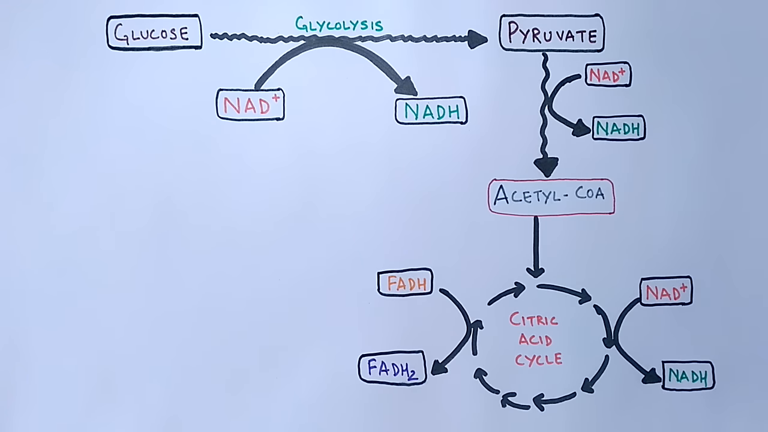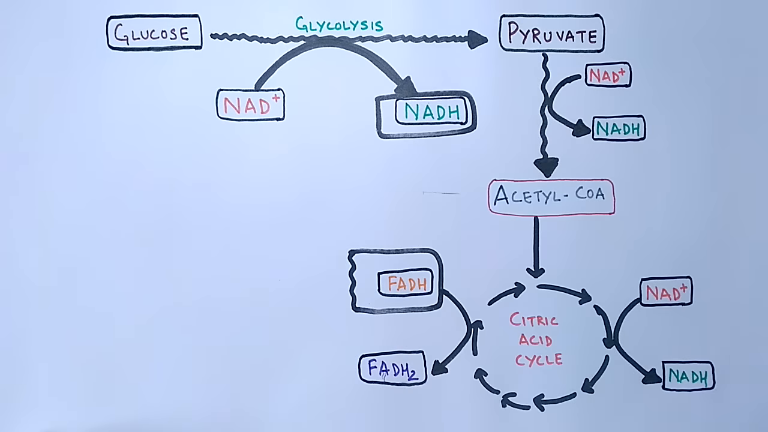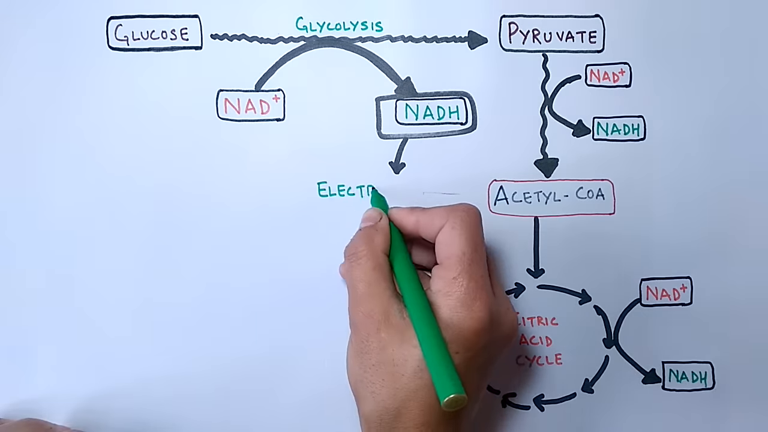In glycolysis, NAD plus is reduced to NADH, thus gaining electrons. Furthermore, in the conversion of pyruvate to acetyl CoA, we also get reduction of NAD plus to NADH. And finally, in the citric acid cycle, NAD plus and FAD are reduced to NADH and FADH2 respectively. So in the end, we get these two electron carrying molecules, NADH and FADH2, which are called electron carriers.